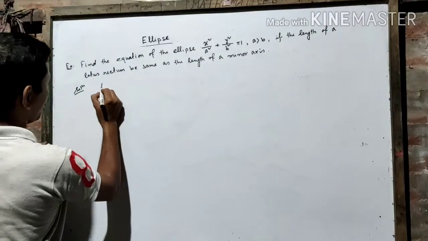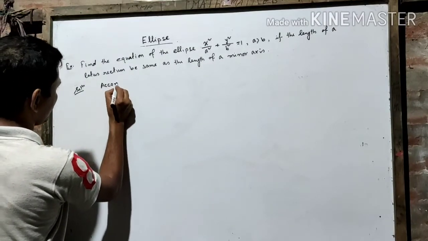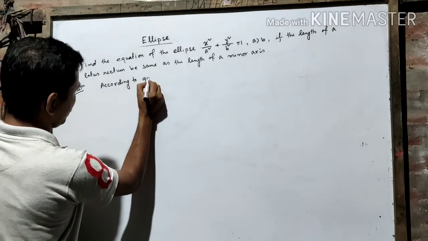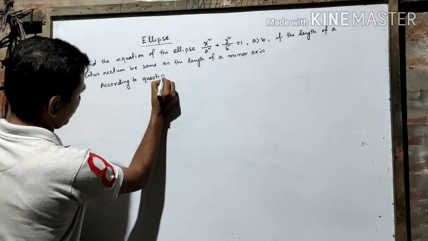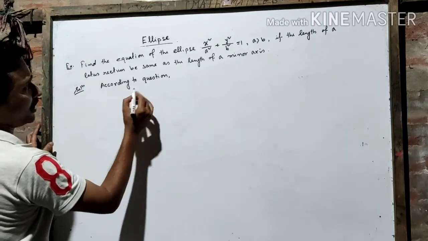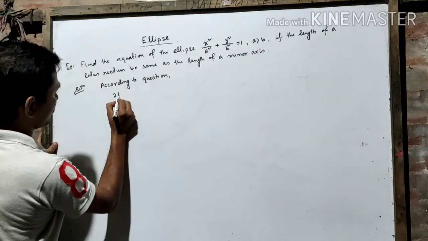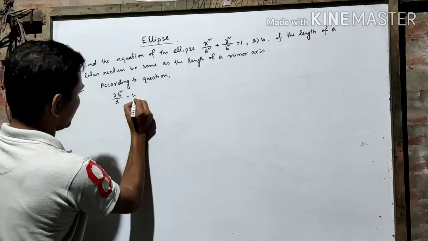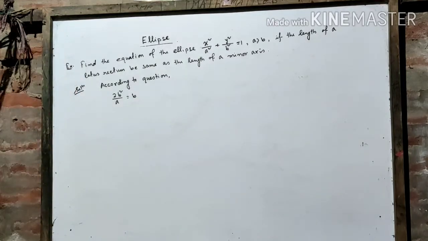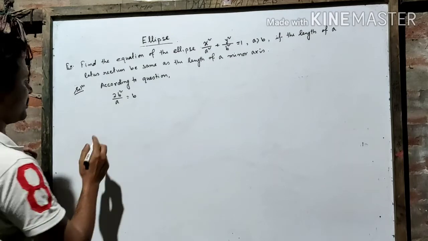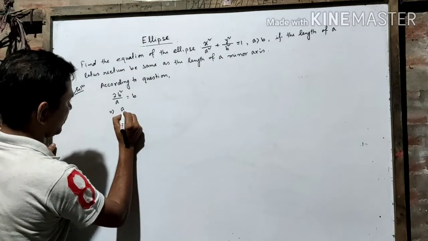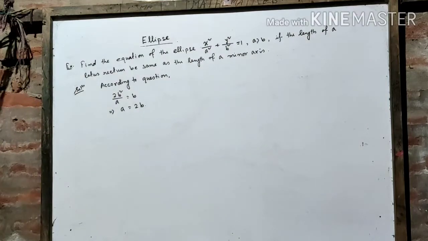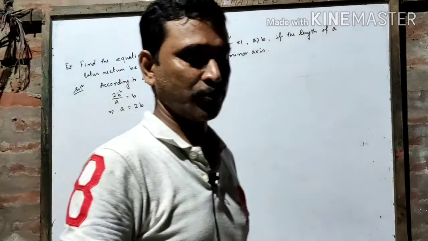According to the question, the length of a latus rectum, that is 2b square by a, is equal to the length of a minor axis, that is 2b. Okay. So this implies a is equal to twice b. Okay. From this we are to find the equation of the ellipse.